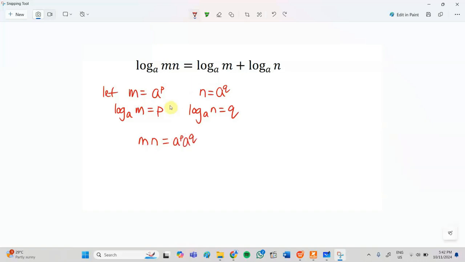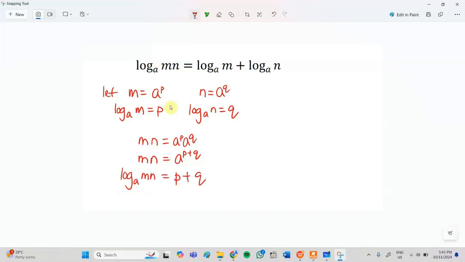By using the law of indices, when you are multiplying indices with the same base, you can add the powers, p plus q. So mn equals a to the power of p plus q. And by using the same properties here, we move the a to the other side, it becomes log base a of mn, which is now the same as this, equals p plus q.